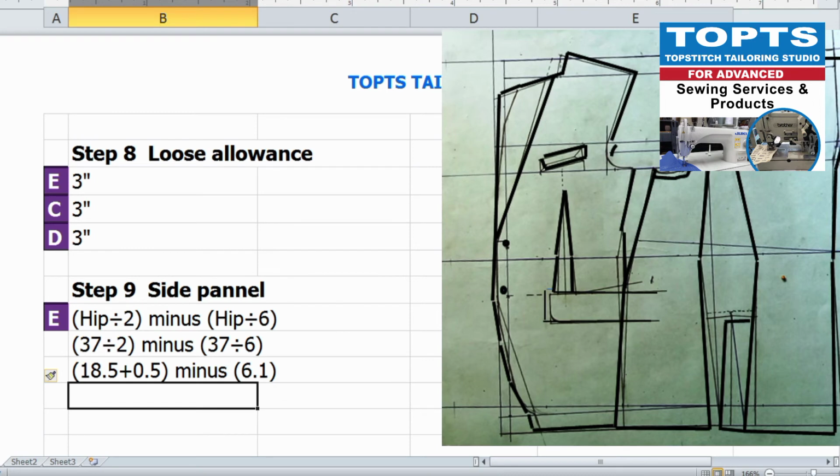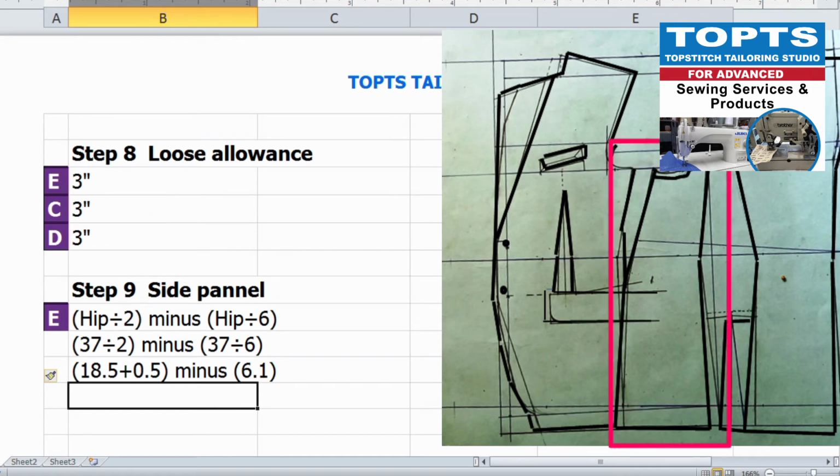Step number 8, that's the loose allowance. Remember all those calculations we have been dealing with are tight calculations, so now your coat needs loose allowance. Me, I always go with the loose allowance of 3 inches, and this loose allowance, you're including it in line E, C, and D. Remember, after you've measured from your center front, from this center front, you mark 3 inches in line D, line C, line E. Then from where these 3 inches end, that's where you begin inserting now the measurements of the side panel.